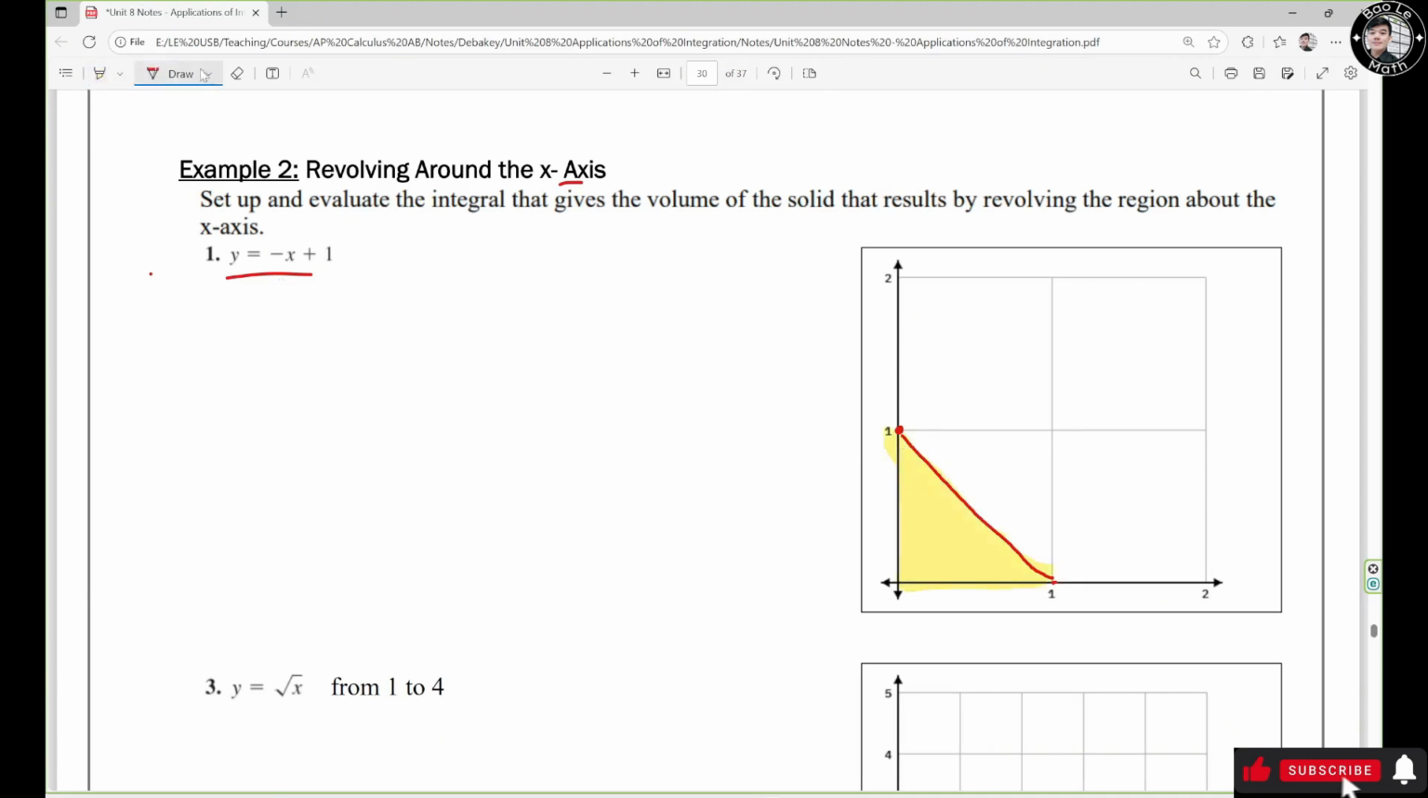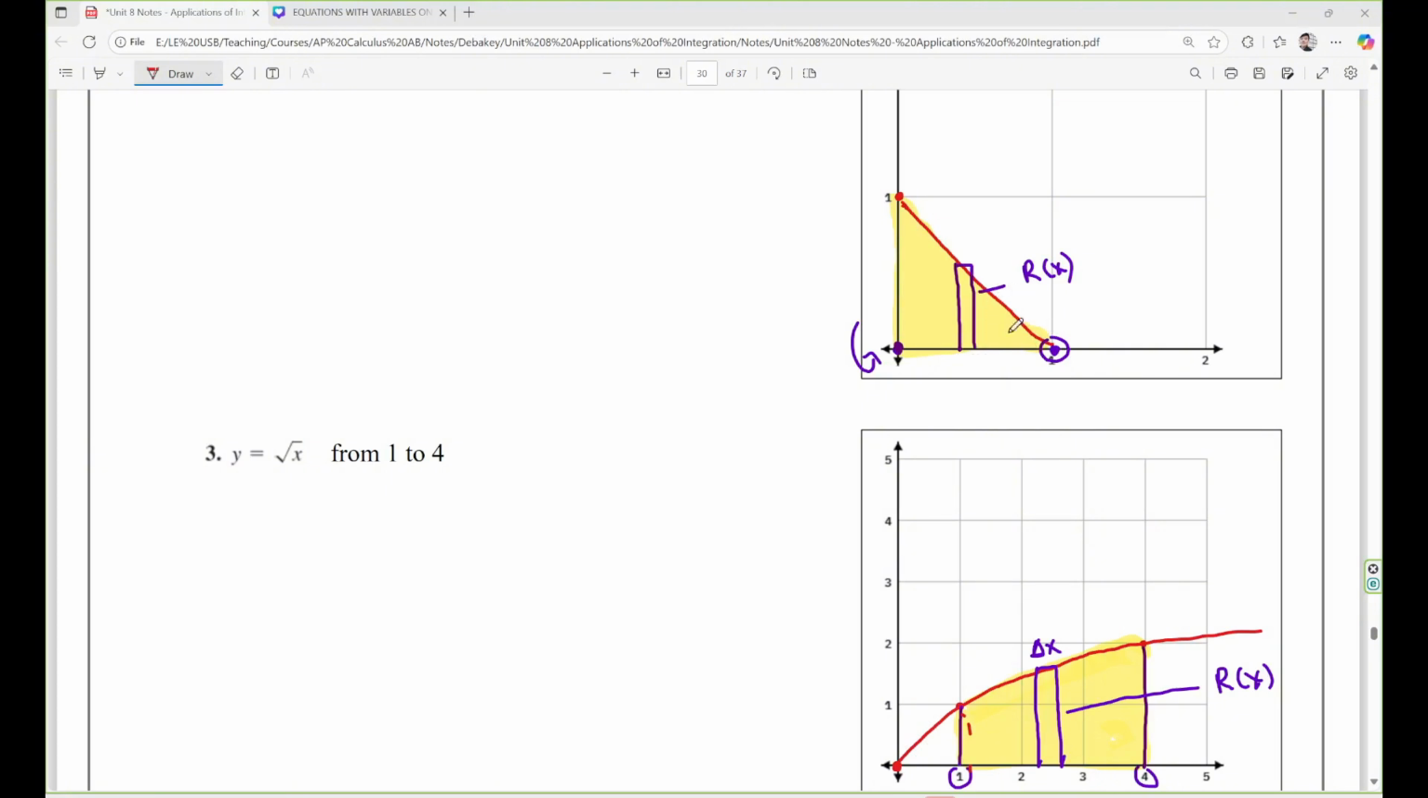Now we need to revolve this about the x-axis. So the representative rectangle is going to be right here. Then this is actually the radius of the solid, and the radius is the function y. Now if you revolve this about the x-axis, you will get a solid something like this.